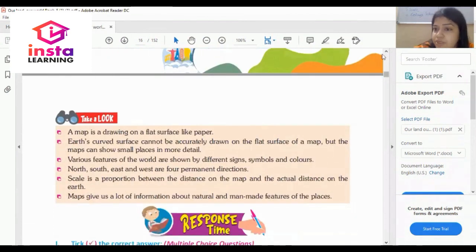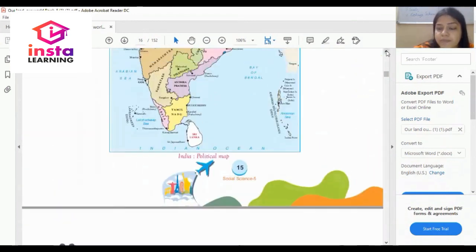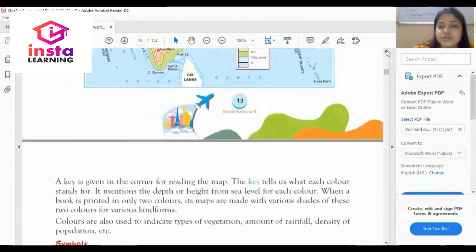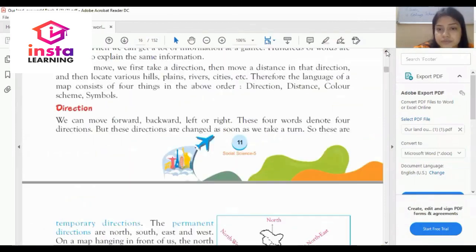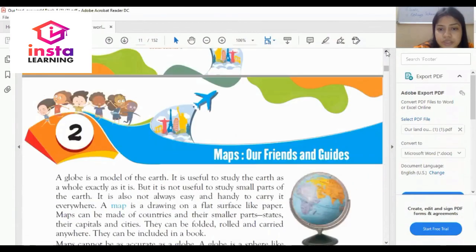So, dear student, this is all about chapter 2, which is, as you can see on my screen, maps of our friends and guides.